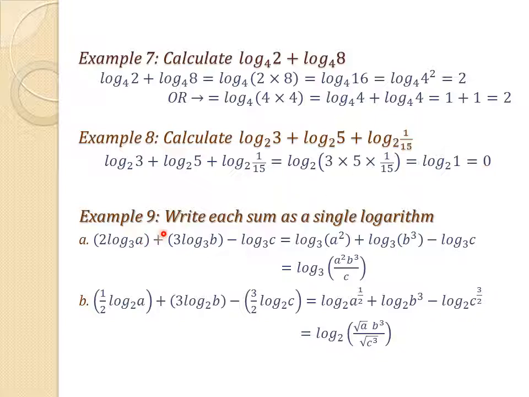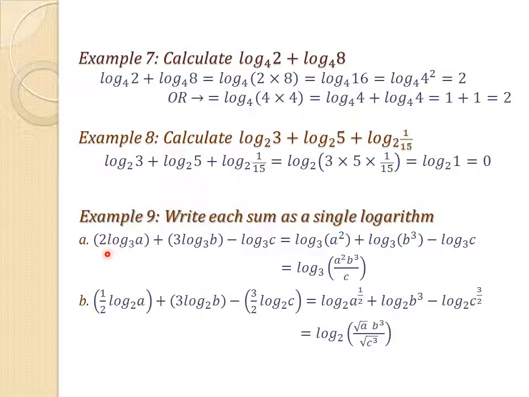Example 9. We have to write each sum as a single logarithm. We want to reach one logarithm in the solution, one term in the solution. So we have this logarithm and this one and this one. All of them are to base 3. This is multiplied by 2. This is multiplied by 3.